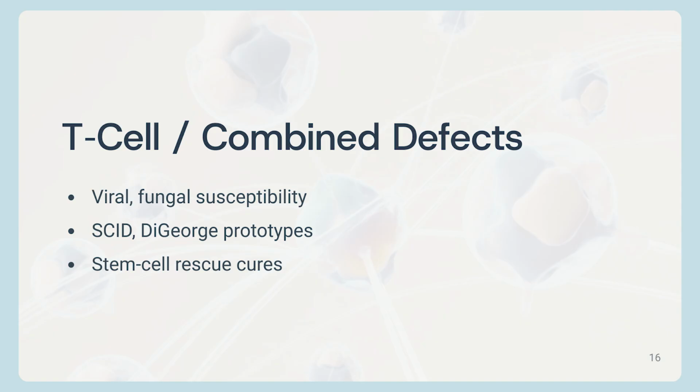So yeah, a classic example is DiGeorge syndrome. Here, your thymus doesn't develop properly, so you have fewer mature T cells.